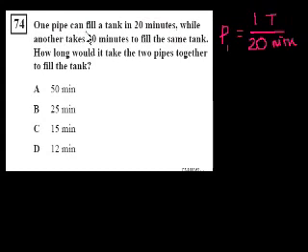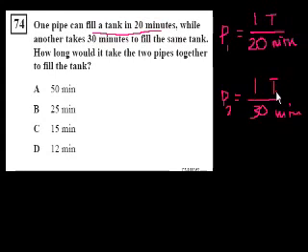One pipe can fill a tank in 20 minutes, while another takes 30 minutes to fill the same tank. So pipe 2 is equal to one tank per 30 minutes. That's its rate, or 1/30th tank per minute. This is 1/20th tank per minute. Fair enough? How long would it take the two pipes together to fill it?